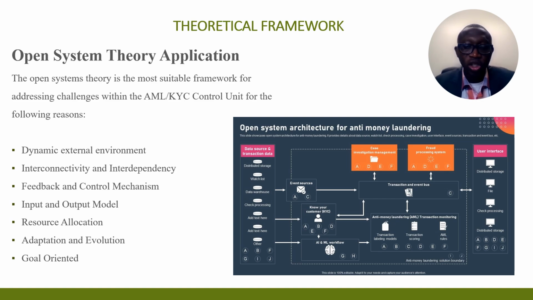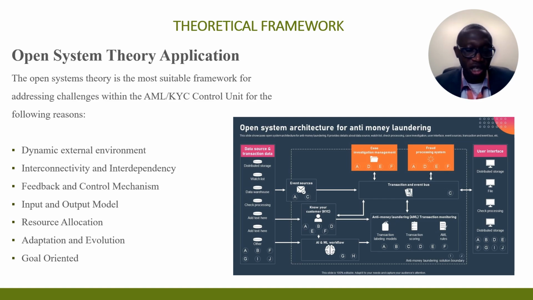According to open systems theory, it is important that we interact with our environment in this kind of unit. This is followed by interconnectivity and dependency. Units must be able to communicate and collaborate with each other. Their efforts have to be combined and synchronized in order to fight financial crime. So also in open systems theory, you will see that there is connectivity between different departments that interface or interact with each other.